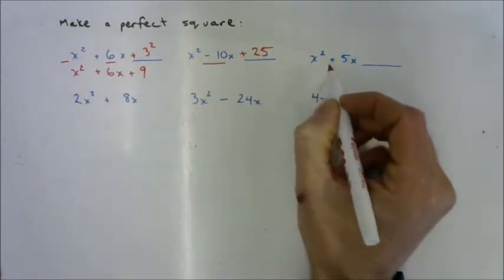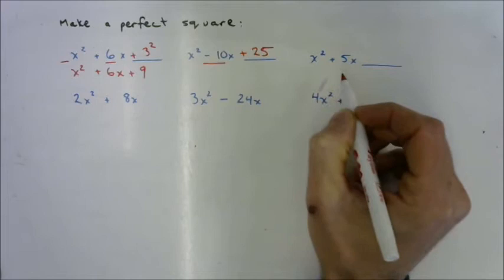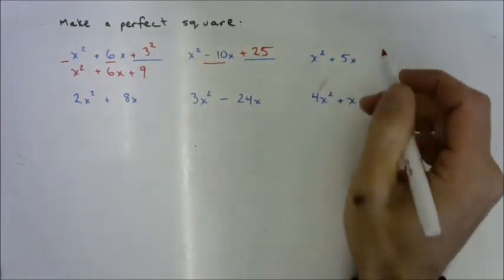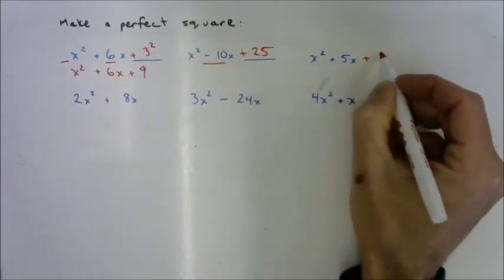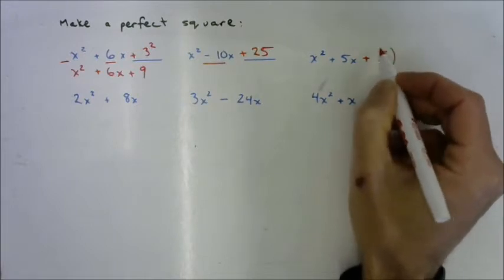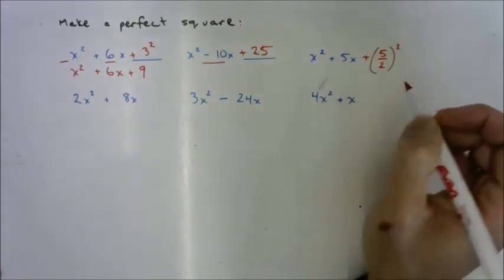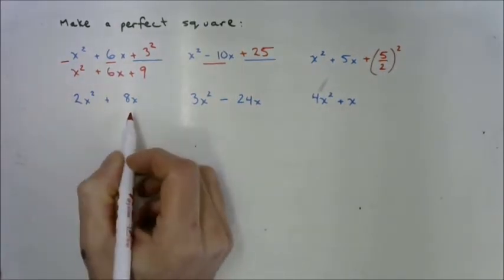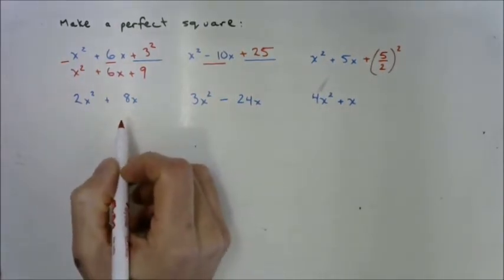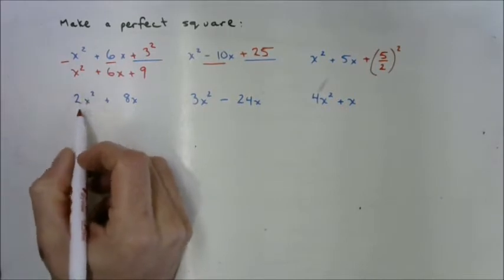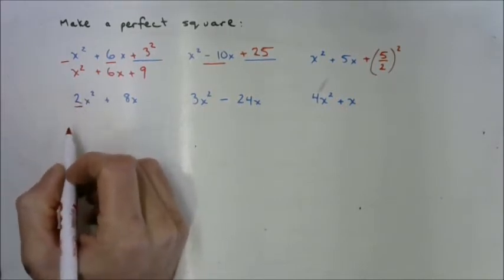Here we go. b is positive 5. I need to take half of 5 and square it. Half of 5 is 2.5, or 5 over 2, and square it. Done. These ones are a little bit trickier. They have two steps involved because the coefficient in front of the x squared term is not 1, it's 2.